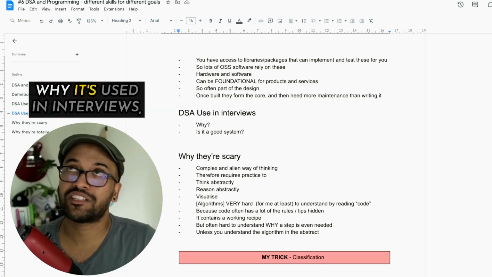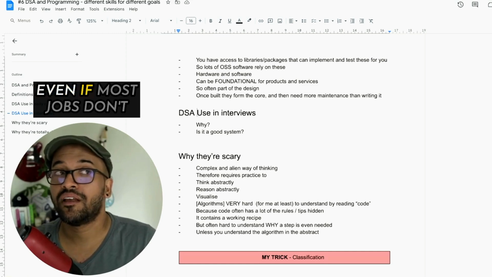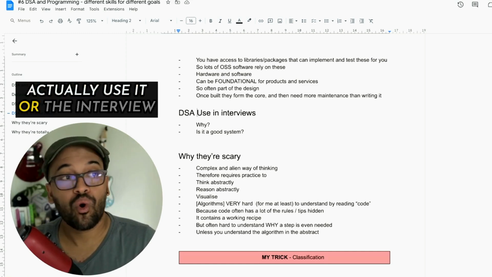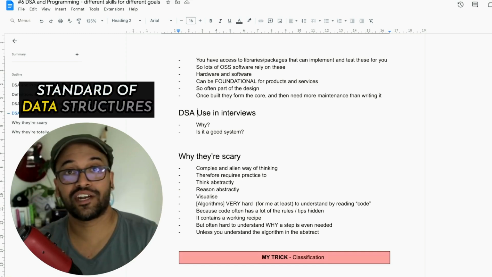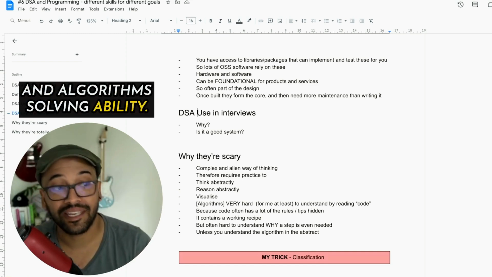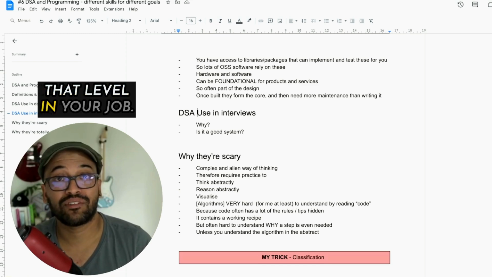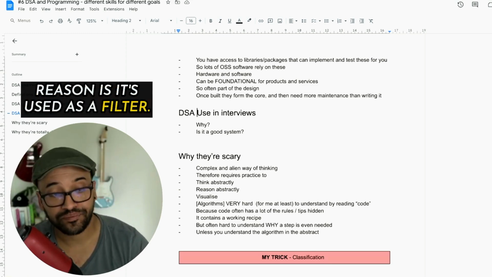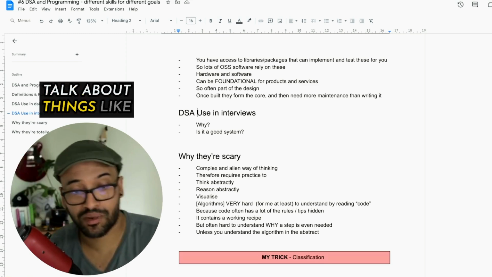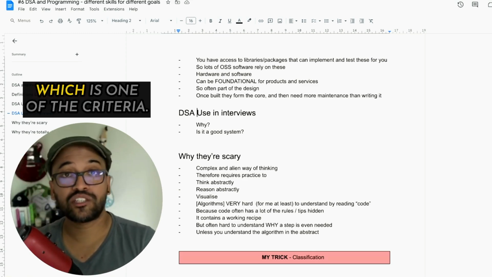But let's understand why it's used in interviews, even if most jobs don't actually use it. The interview expectation will be a really high standard of data structures and algorithms solving ability, but you don't actually need that level in your job. So why is that? Well, the number one reason is it's used as a filter. At Google, for example, they talk about things like role-related knowledge, which is one of the criteria.